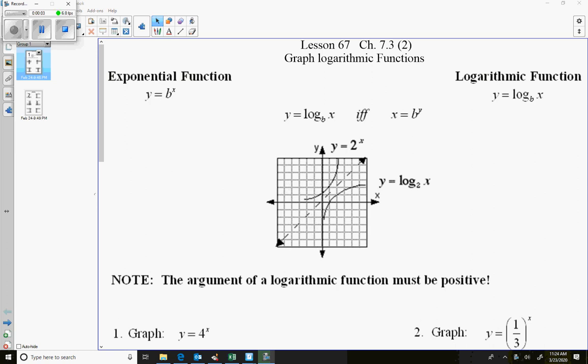All right, today's lesson, lesson 67. We are now going to look at graphing the logarithmic functions. Okay, again, first part is review of what we did yesterday.